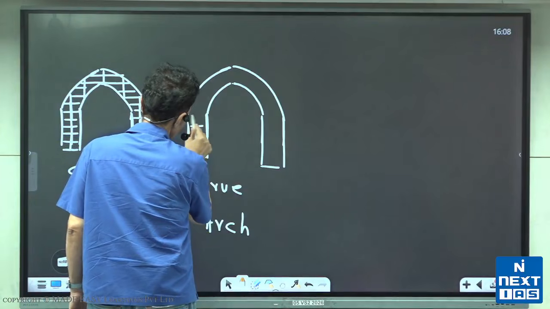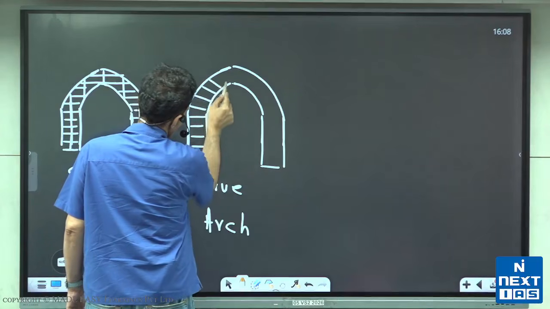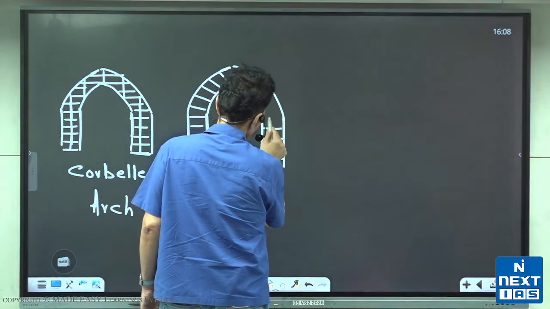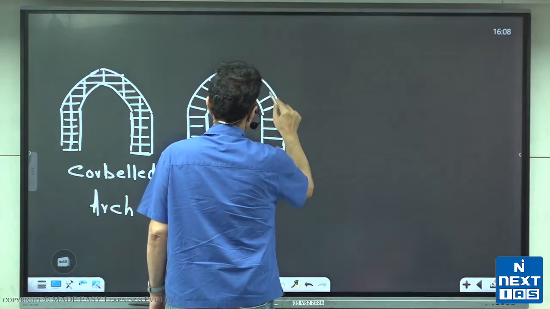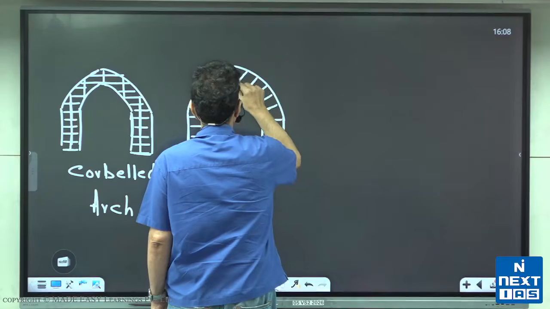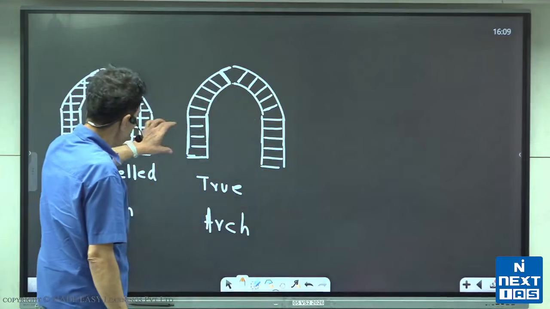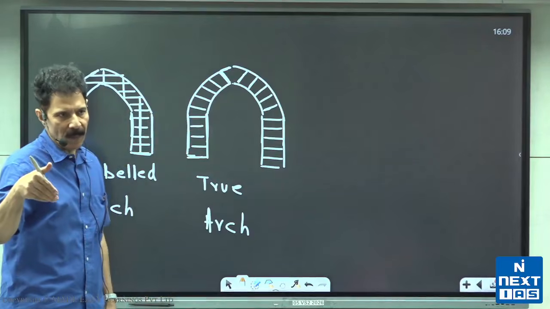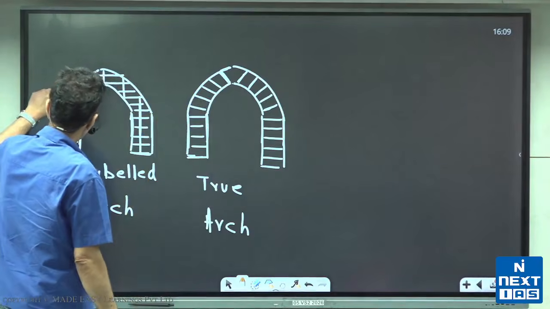You can understand simply through what I am drawing. See, this part is not an arch. An arch is what? A curved structure that holds weight. So this part is an arch. See, horizontal courses.